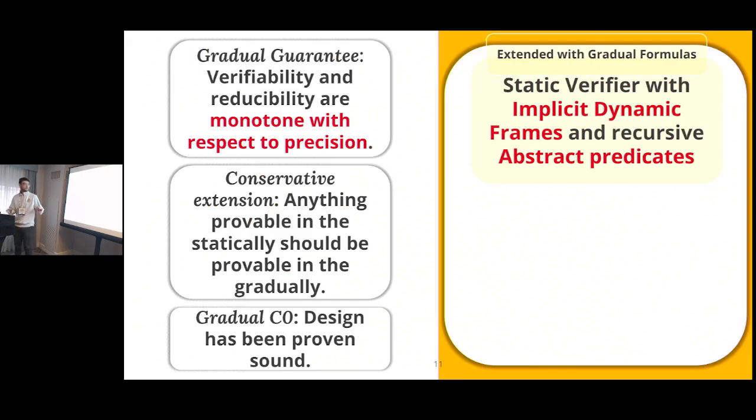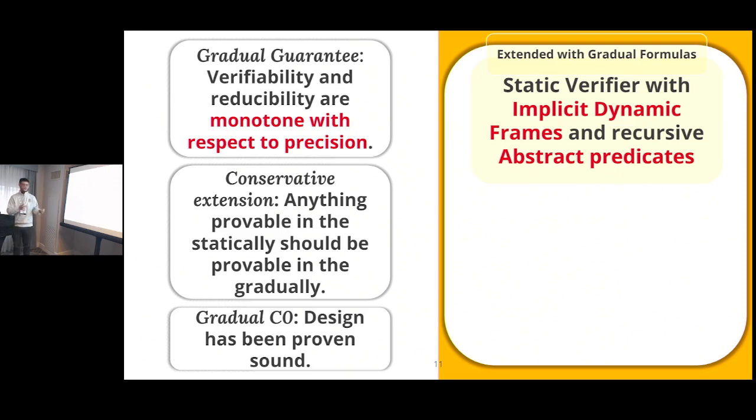Okay, and these are the main important parts of the gradual verifier. The gradual guarantee says that it is monotone with respect to precision. If it's fully statically verifiable, like at 100%, then no matter how much you remove from that static information, it's still going to be sound. Then we have the conservative extension. It follows as well: anything provable statically should also be provable gradually.